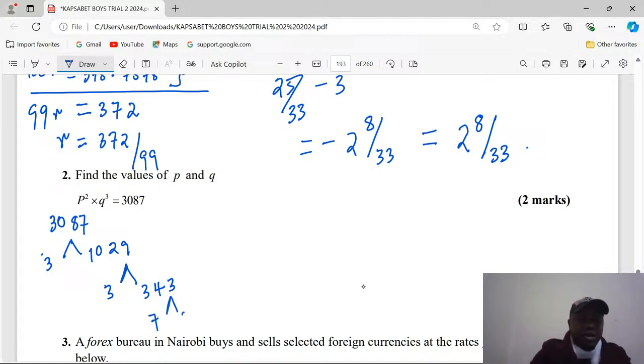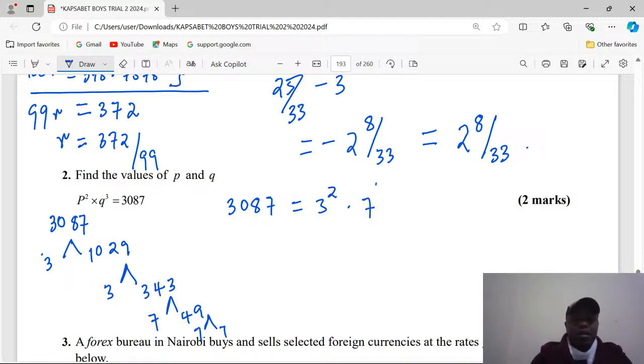So by 7, I got 49. And by 7 again, whereby I'm getting 7. So this number, 3087, I can see it's equivalent to 3 power 2 multiplied by 7 power 3.